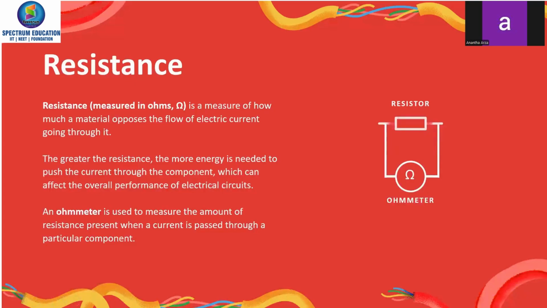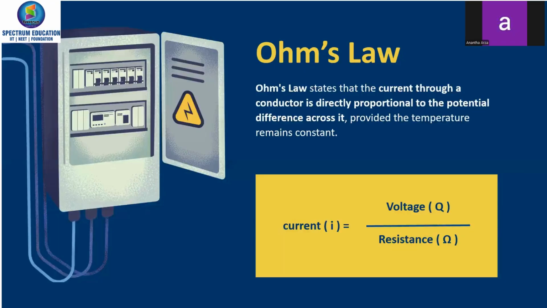Next, resistance. Resistance is a measure of how much a material opposes the flow of electric current going through it. The greater the resistance, the more energy is needed to push the current through the component, which can affect the overall performance of electrical circuits. An ohm meter is used to measure the amount of resistance present when a current is passed through a particular component.